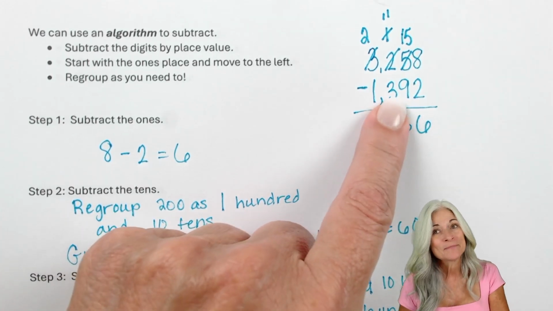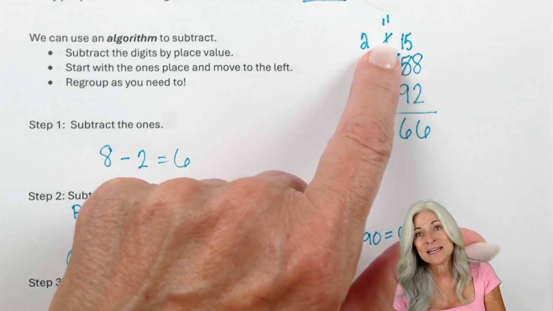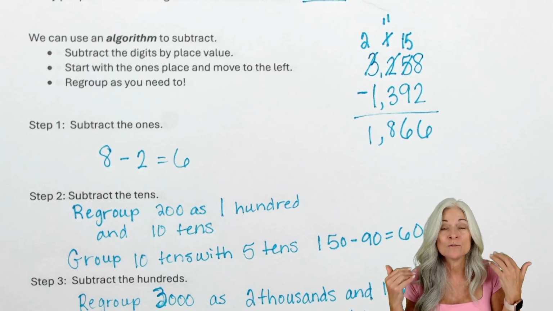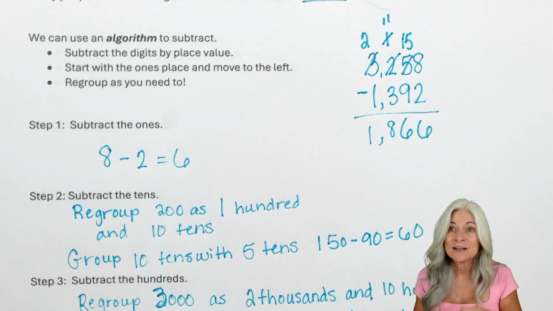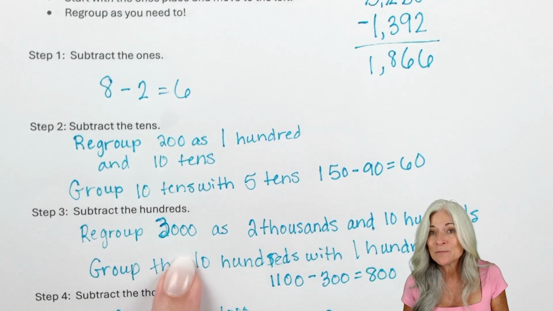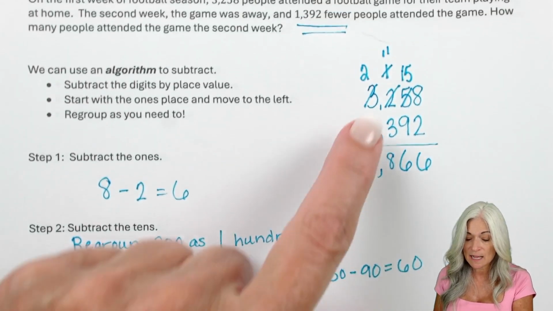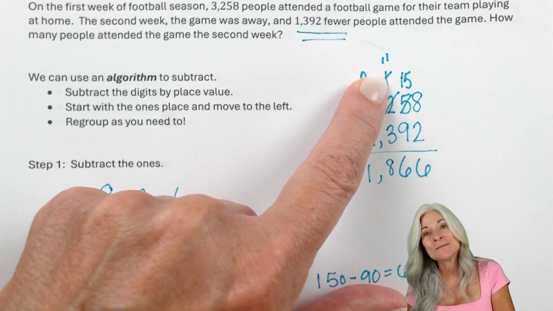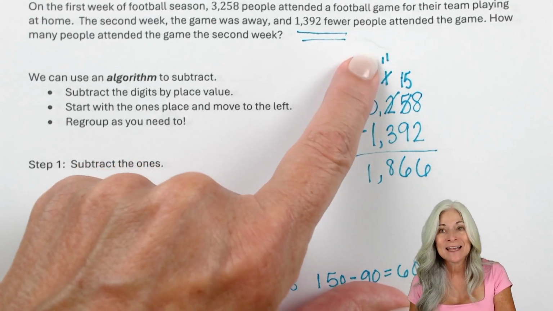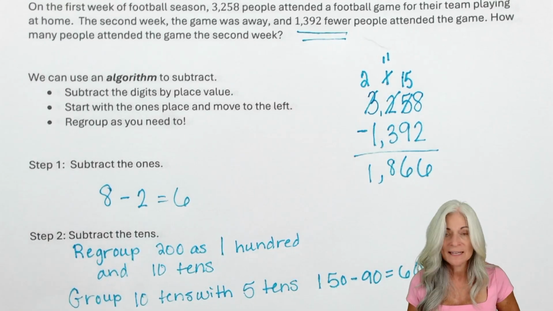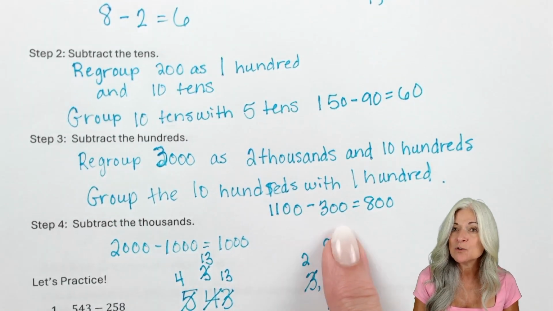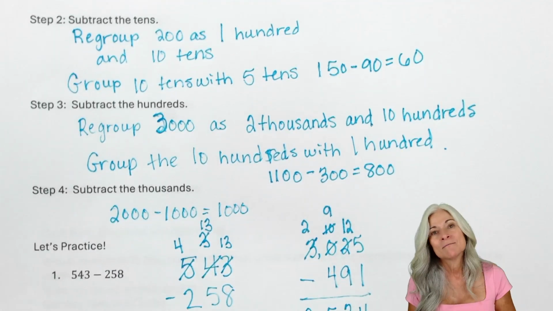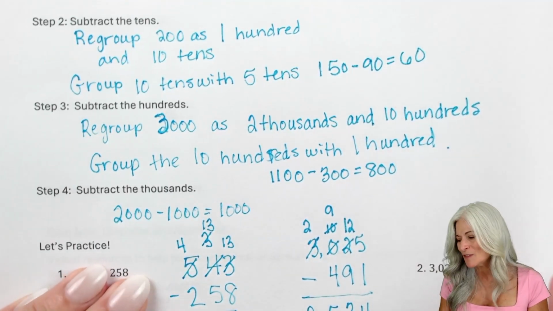So then next step, like I said, let's not say, oh, we can't take 3 away from 1. Okay, now we can't take 300 away from 100. So what do we do? Well, we look over at our 1,000 friends and I say, well, I can regroup 3,000 as 2,000 and 10 hundreds. So we have 2,000. I take those 10 hundreds, I add them to the 100 that I have. Now I have 11 hundreds. So now we can subtract 1,100 minus 300 to get 800. And then obviously 2,000 minus 1,000 is going to be 1,000.